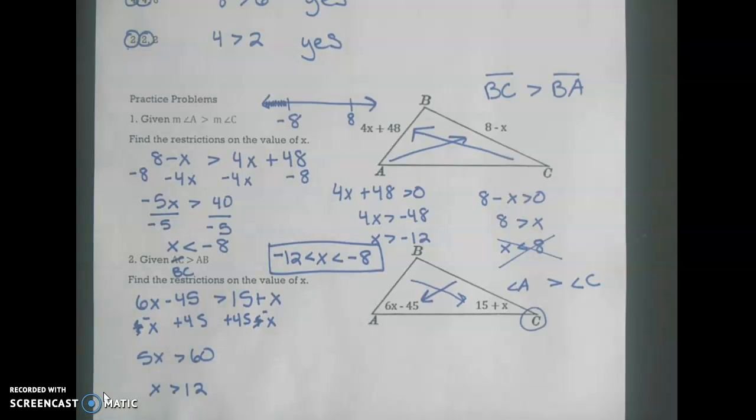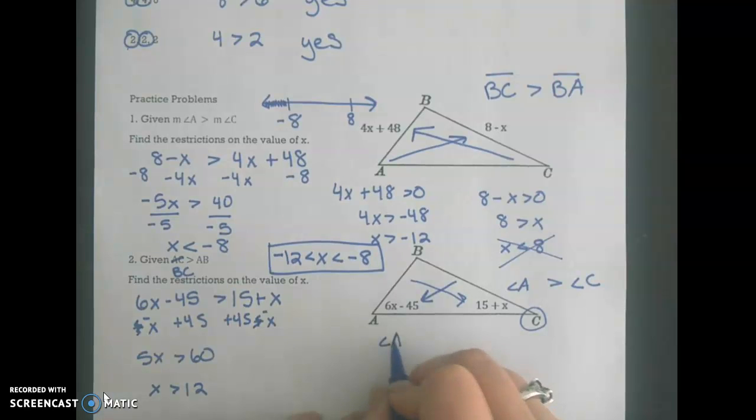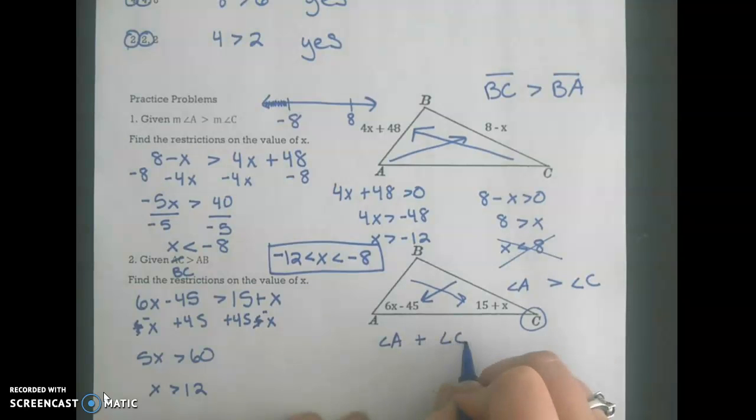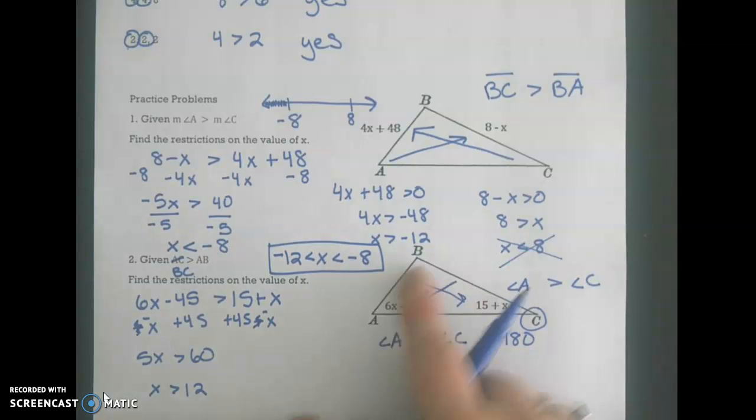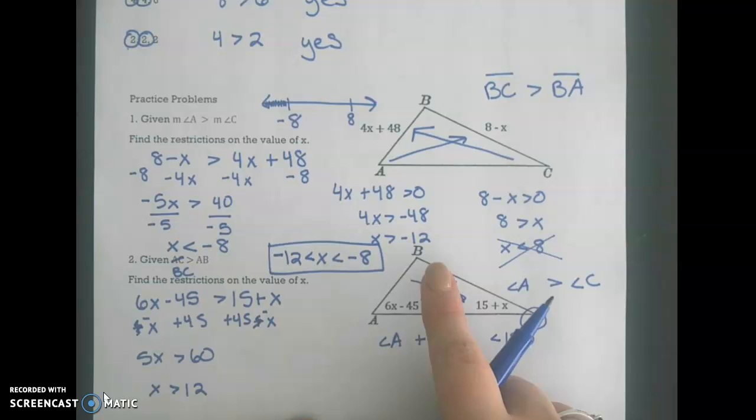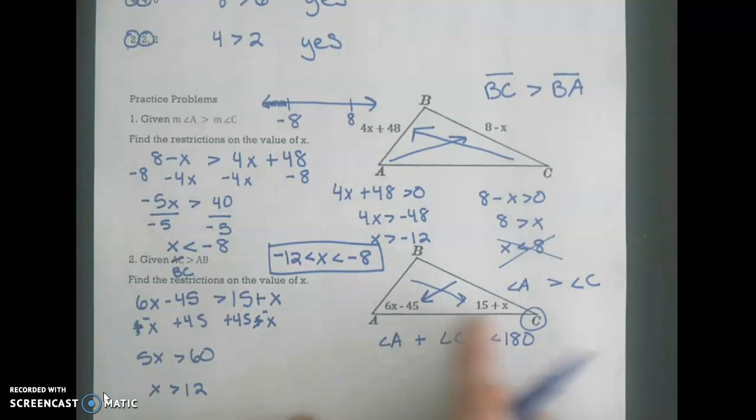But remember, my restrictions need to have two values. So for this one, because I'm talking about the measure of angles, I can say that the measure of angle A plus the measure of angle C has to be smaller than 180 degrees, because I have three angles here. So this other angle needs to have at least 1 degree of measure. It can't be 0 and it can't be negative. So the sum of these two has to be smaller than 180.